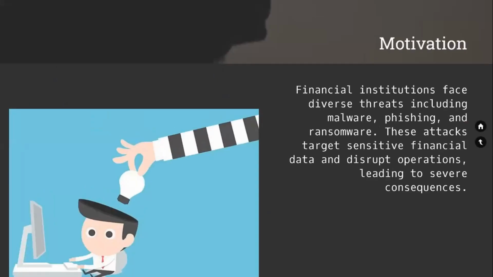Financial institutions face diverse threats, including malware, phishing, and ransomware. These attacks target sensitive financial information, leading to severe consequences. These consequences underscore the critical need for cybersecurity strategies to protect financial organizations from evolving threats. Well, now what is our main objective through all of this?